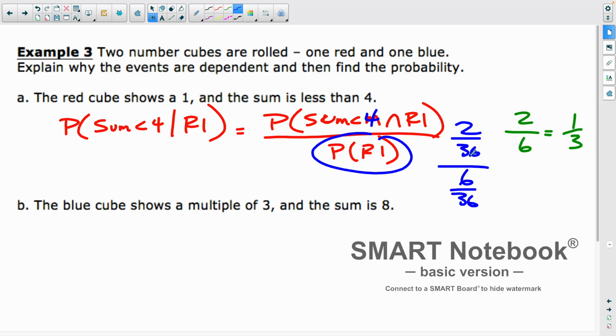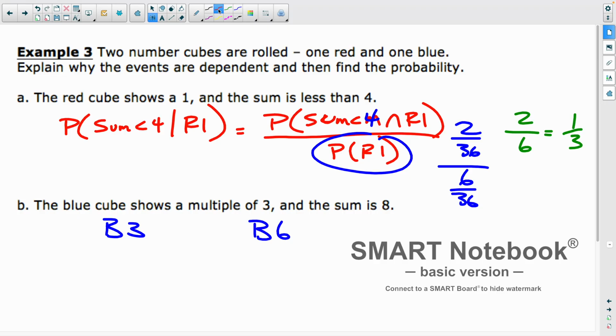Let's do one last one here. We're going to end on this one. The blue cube shows a multiple of 3, and the sum is 8. So the blue cube shows a multiple of 3. What is a multiple of 3? 3 and 6. So I'm counting by 3s is what I'm doing. When it says multiple of 3, count by 3s. 3, 6, 9, 12. Those are all multiples. So the blue is a 3, or the blue could be a 6. So that's what the blue is.